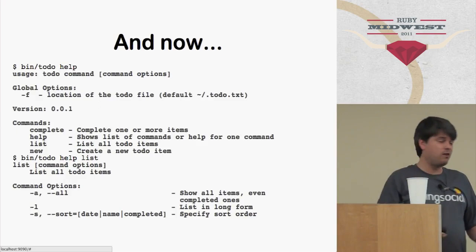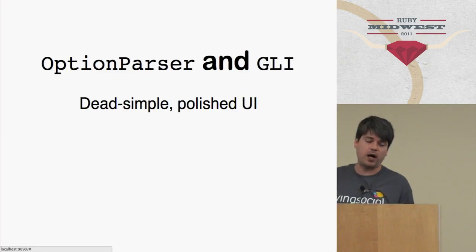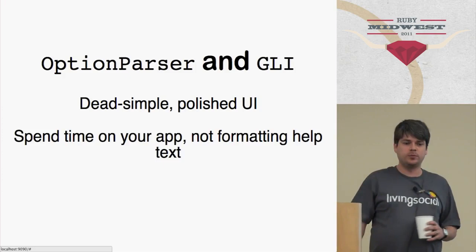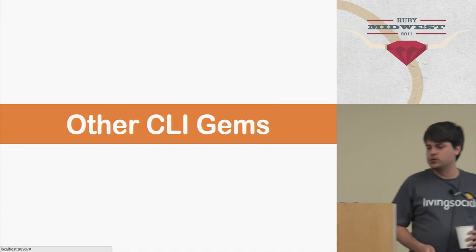Tons of other cool features. You can check it out there. So option parser and GLI are just two examples of dead simple polished UIs that you get. You can spend time working on what your app does and not formatting the help text, or as is the case maybe, not formatting help text because you skip that part when you don't have a tool to help. Then you can easily maintain the documentation so future generations will know what your app does and how to use it.